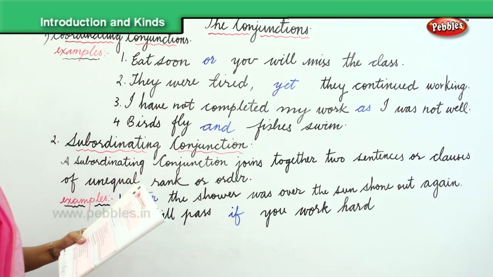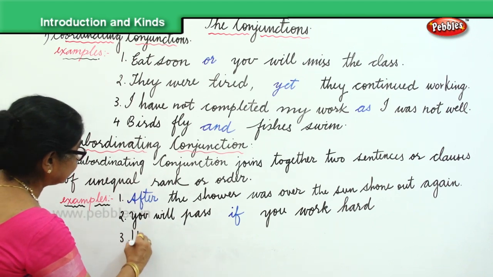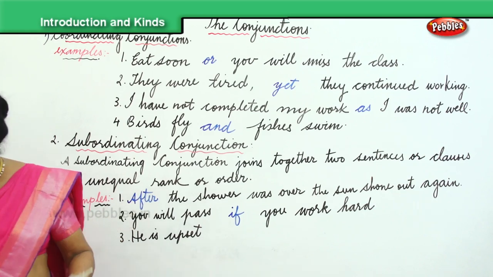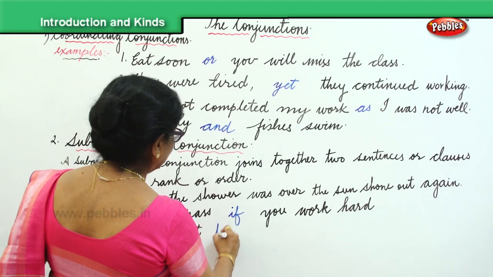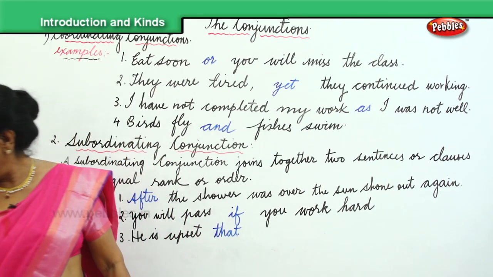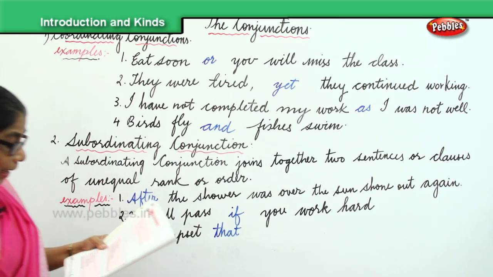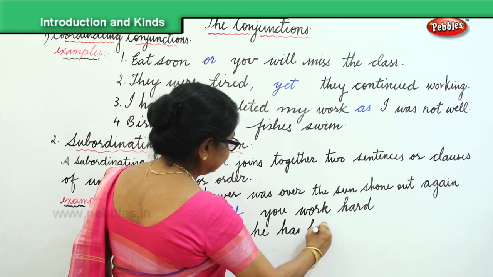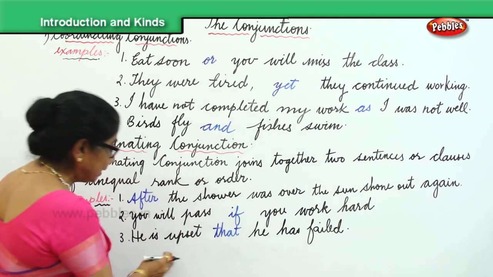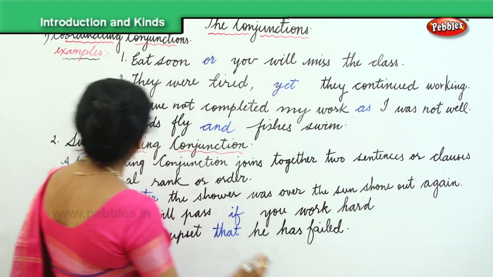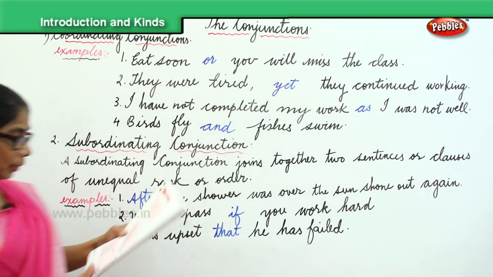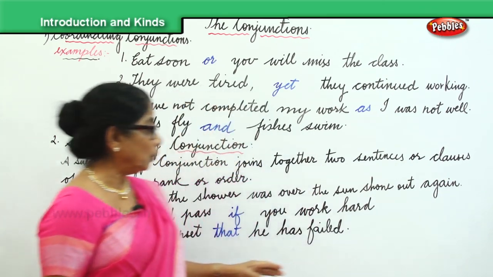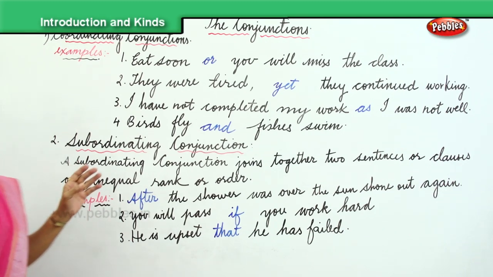Okay, the next example is: he is upset. He is upset that he has failed. The subordinating conjunction is that. You are talking about being upset, and about having failed. So, the subordinating conjunction is that. Okay. Then I have here: don't go out until it stops raining. Now, we will do two more examples for you to understand what a subordinating conjunction is.